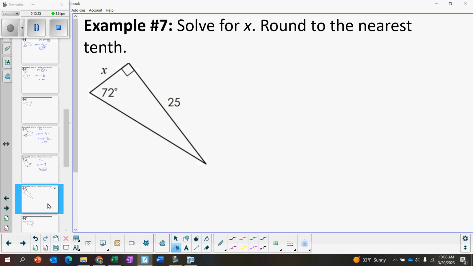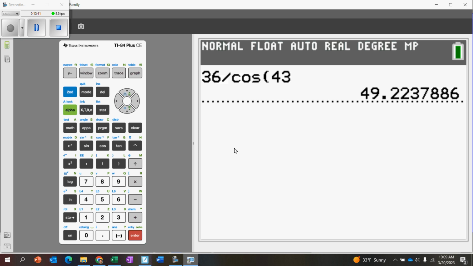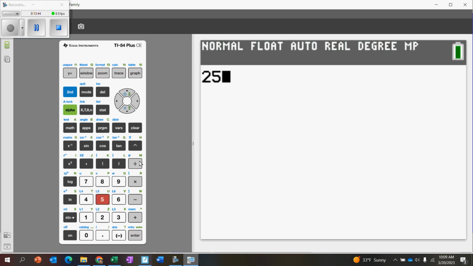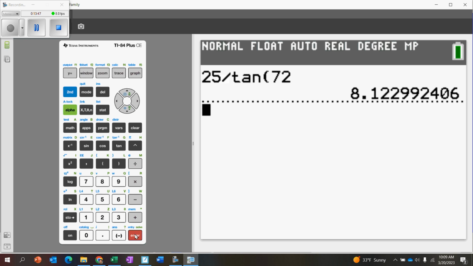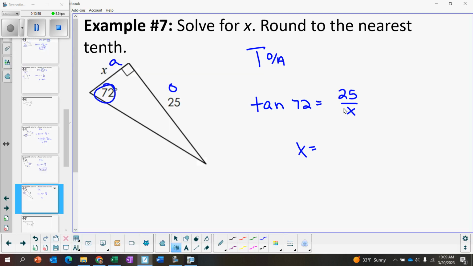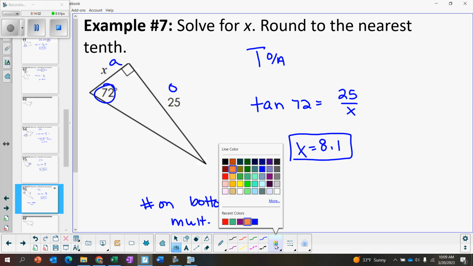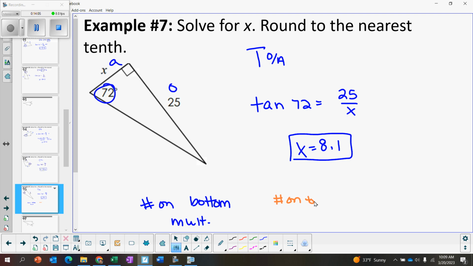All right, example 7 here. So we're using TOA. So tangent of 72 equals 25 over x. This is going to be 25 divided by the tangent of 72. And we get 8.1. All right, so number on the bottom is going to be multiplication, and if it was number on top, we're going to divide.